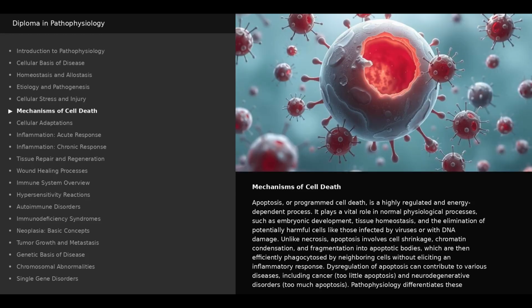Apoptosis, or programmed cell death, is a highly regulated and energy-dependent process. It plays a vital role in normal physiological processes, such as embryonic development, tissue homeostasis, and the elimination of potentially harmful cells like those infected by viruses or with DNA damage. Unlike necrosis, apoptosis involves cell shrinkage, chromatin condensation, and fragmentation into apoptotic bodies, which are then efficiently phagocytosed by neighboring cells without eliciting an inflammatory response.